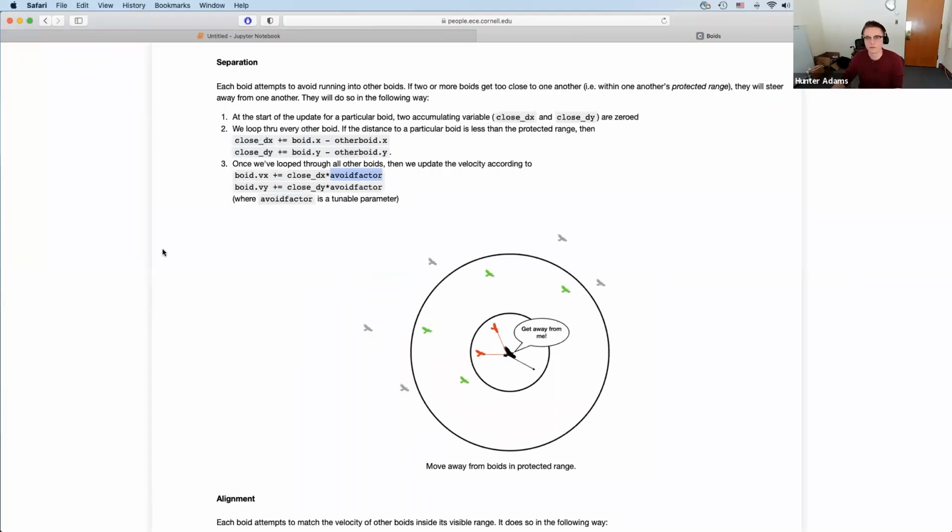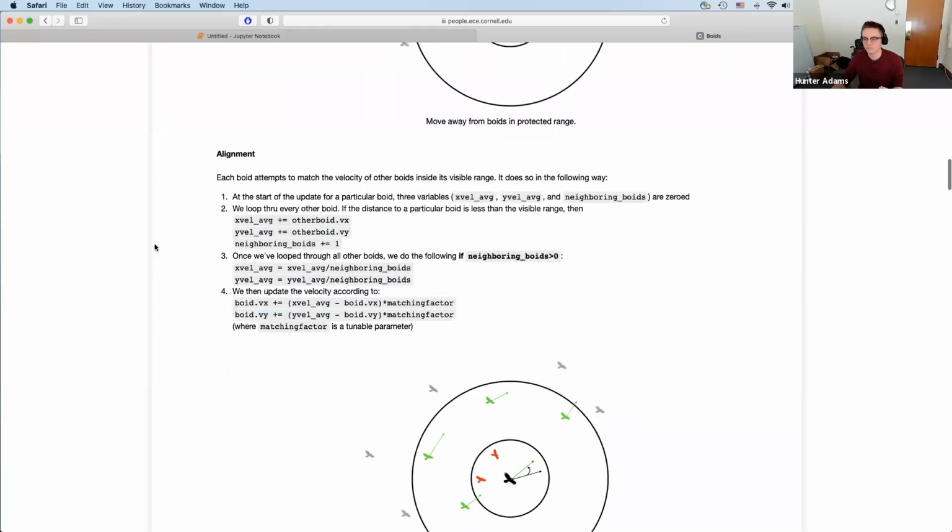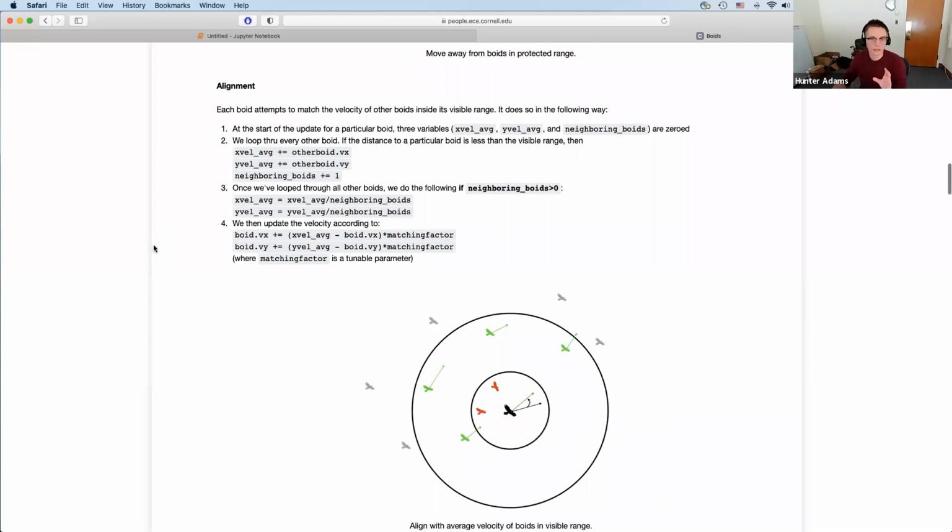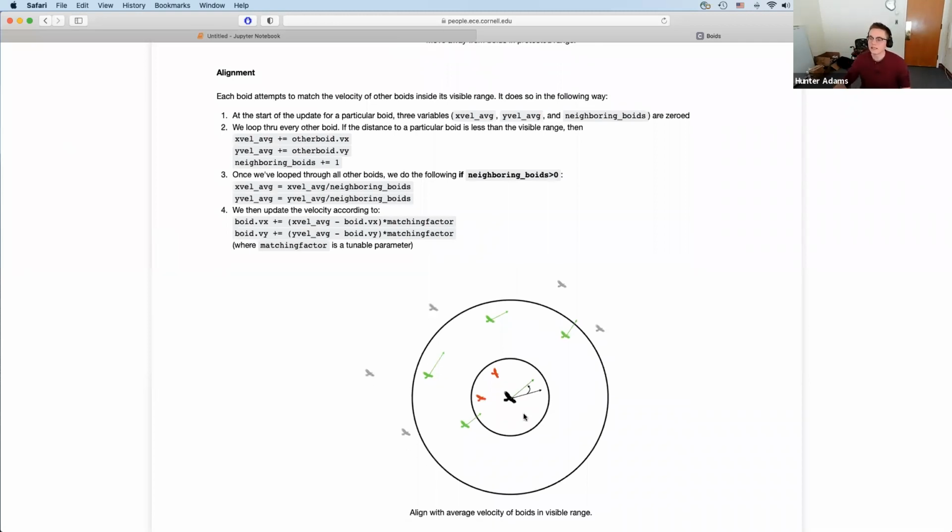The next rule that each of these follows is alignment. Visually, what's going on here is each boid that you're updating is ignoring the boids in its protected range, because all it wants to do is move away from those. But then it's looking at the ones that are within its visual range, but farther away from its protected range. And it's looking at the direction that they're traveling and attempting to point itself in the average direction that those are traveling. Because it wants to stay with the group, right? So it wants to fly with its local neighbors.